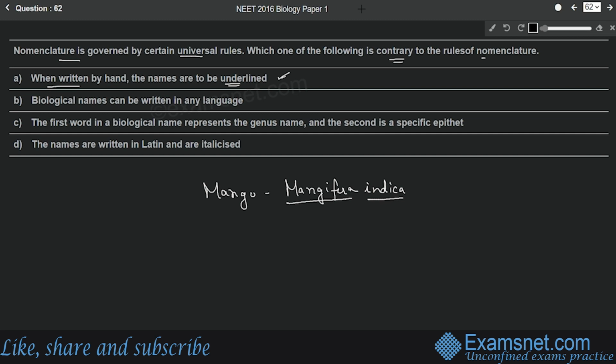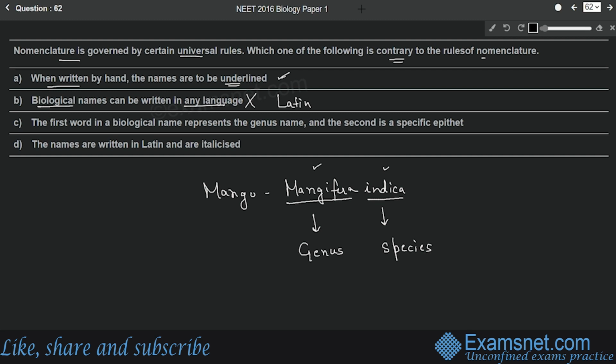And what do these two words indicate? The first word indicates the name of the genus, whereas the second word indicates the name of the species. Okay, so for mango, the genus is Mangifera, whereas the species is indica. So this is the correct rule. Now the second one says biological names can be written in any language. So this is not true, because the biological names are always written in Latin language. Okay, so for mango, the Latin name is Mangifera indica.